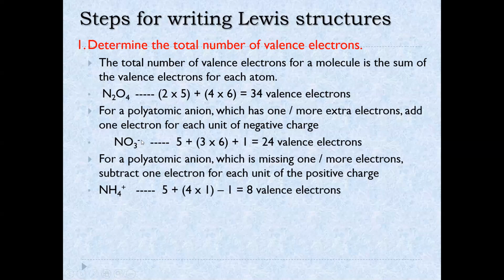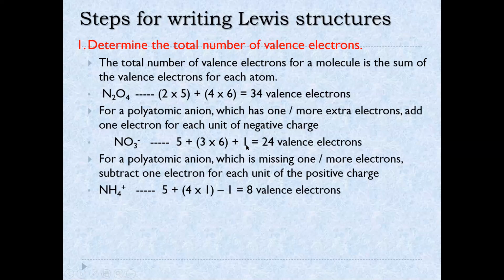And because it carries a negative charge, what does that mean? It has gained an electron. Anytime you see a negative charge, it has gained electrons, like your chloride ion, fluorine ion, oxygen ion. They will be negatively charged. So anytime you see a negative charge, it means it has gained an electron.